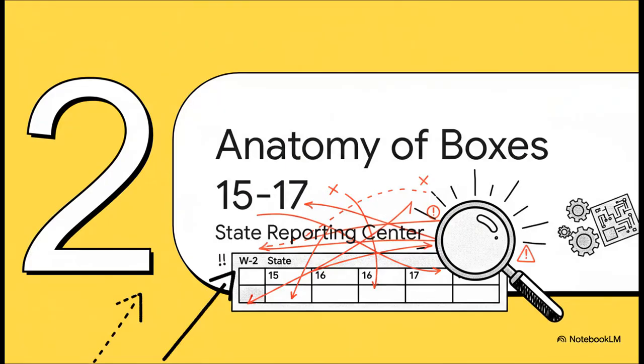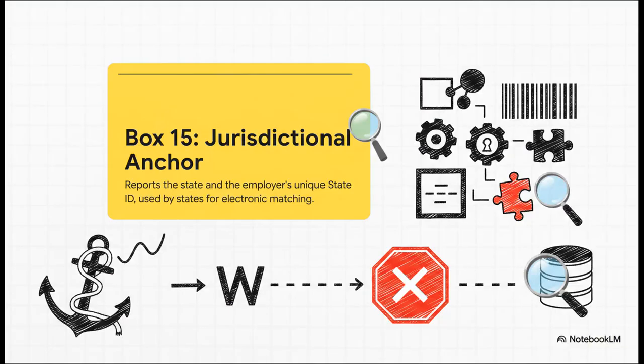Okay, now let's zoom in and get granular. We're going to focus on that little block of boxes at the bottom of the W-2. This is the epicenter of state reporting, and it's where most of these really complex errors happen. Think of Box 15 as the jurisdictional anchor. It's not just the state's two-letter code that matters. It's that employer's state ID number. That specific number is the key. It's what state revenue departments use to match the W-2 to the employer's quarterly wage filings. If that number is wrong, the whole electronic matching system just grinds to a halt.